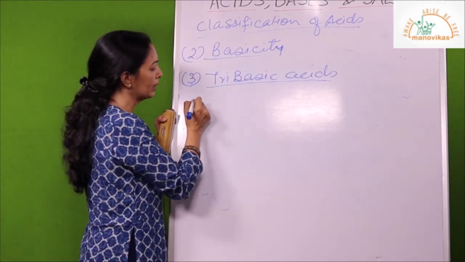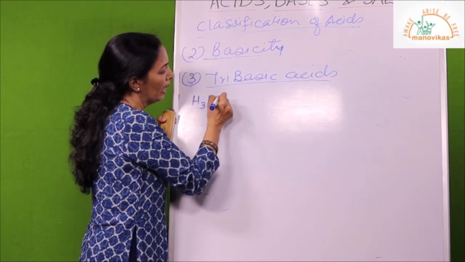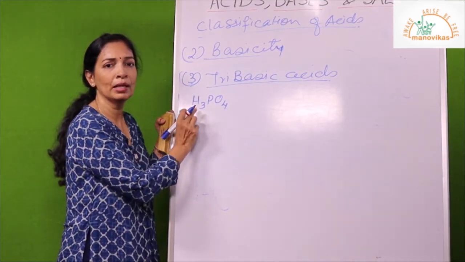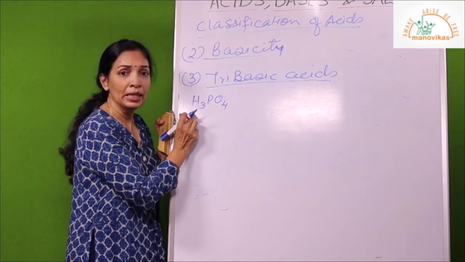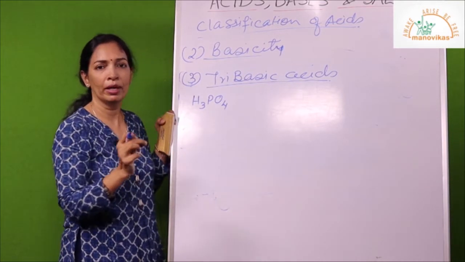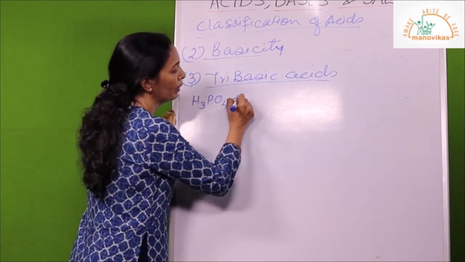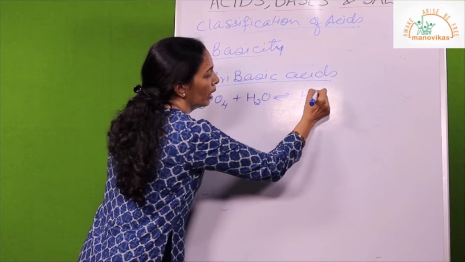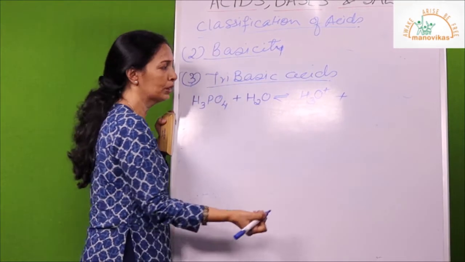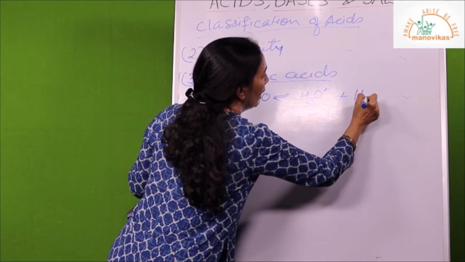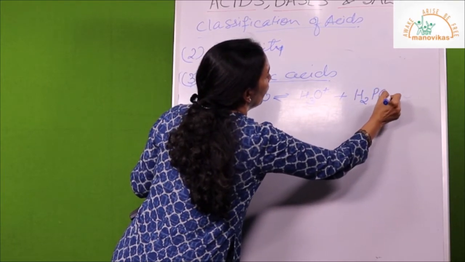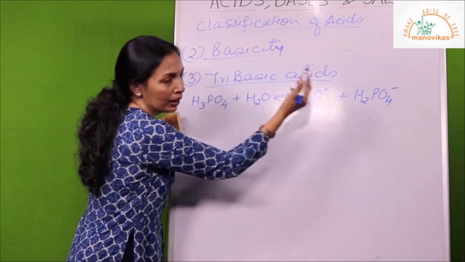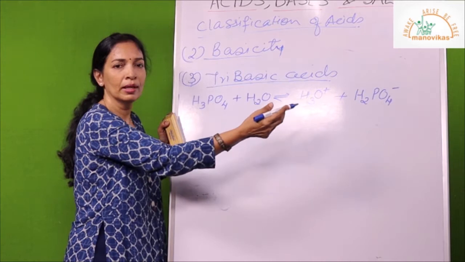Because this is an acid. A tribasic acid example is phosphoric acid, H3PO4. Here you see there are 3 replaceable hydrogen ions. These ions will be given one by one in each step. First, when it combines with water, it will give H3O+ hydronium ion, obviously because it is an acid, and the anion H2PO4 minus, which is called dihydrogen phosphate anion.